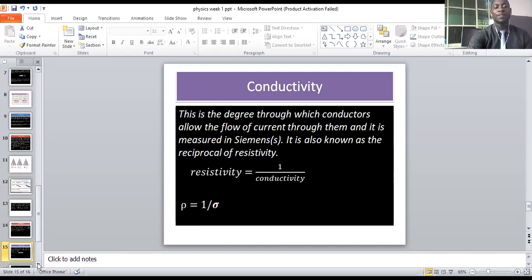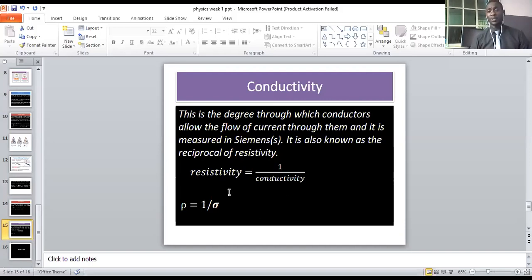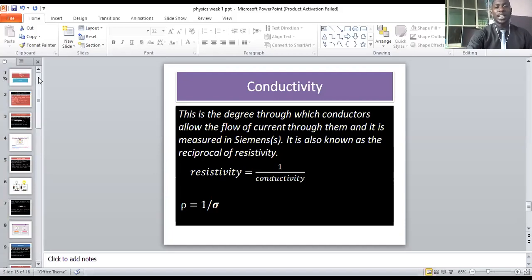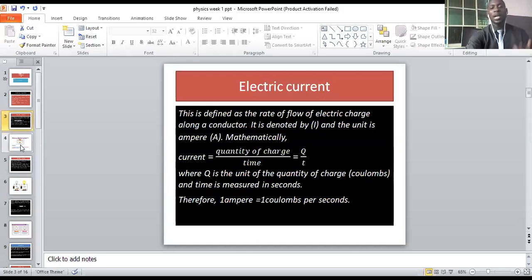We have come to the end of the class now. So let me just recap on what we said earlier. We talked about electricity, which is the flow of electric current, and electric current is the rate of flow of electric charge. It is mathematically expressed as charge over time, Q over T. And the unit of electric current is the ampere.